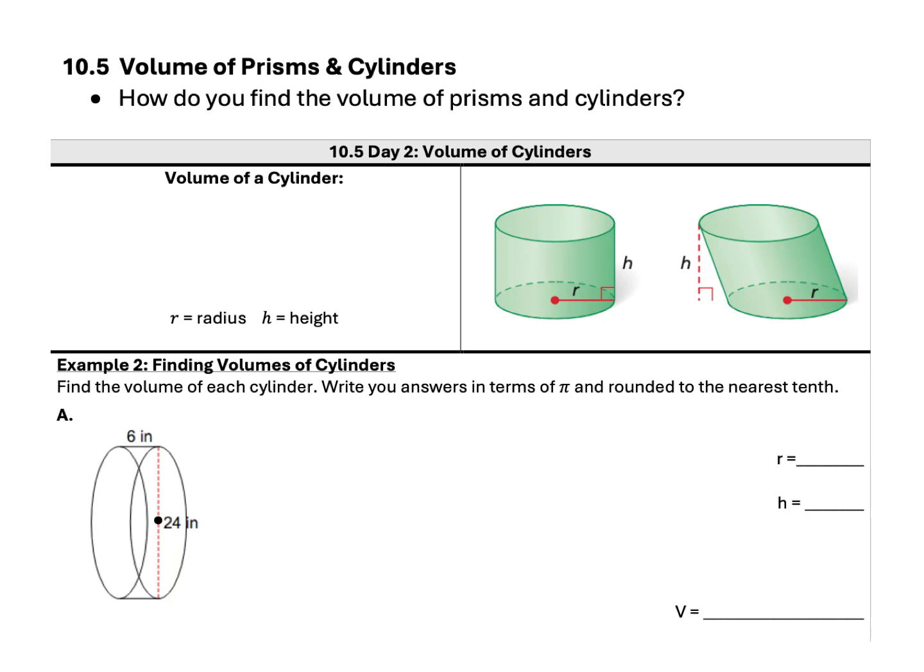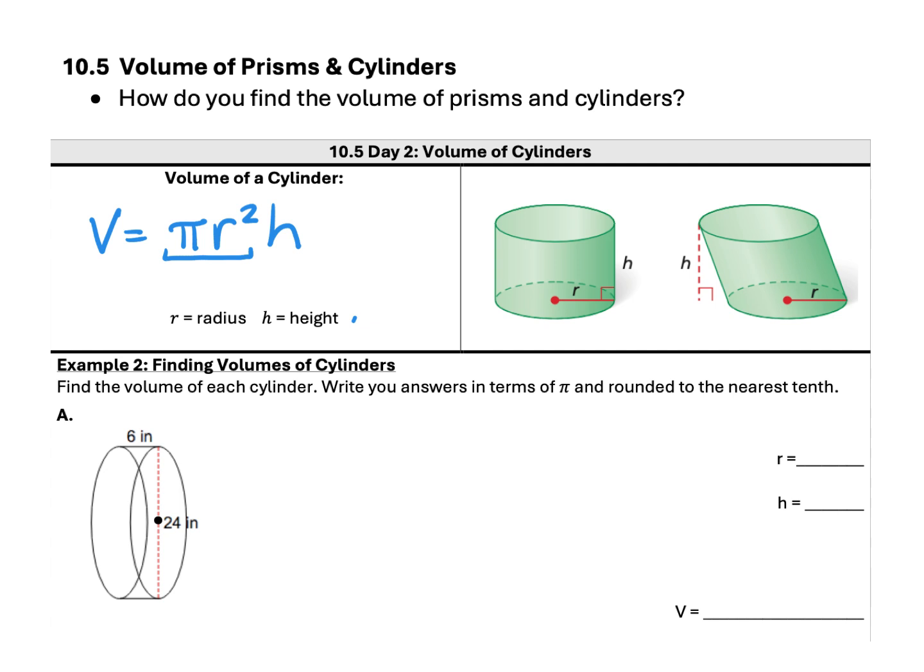Hello, in today's video, we're going to be looking at lesson 10.5, day 2, where we talk about how to find the volume of cylinders. To find the volume of a cylinder, the formula is volume equals pi r squared times height, where pi r squared is the area of the circle and h is the height.